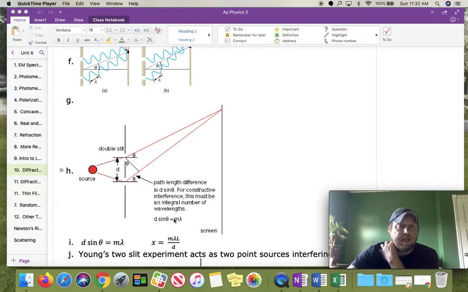Now, once again, this m is your order of maximums. So for the first bright past the 0th fringe, m is 1. If we want the second bright, that one's going to occur up here. So now this difference right here is 2 wavelengths for this side of the triangle. So we would simply say 2 times lambda for the opposite side of that triangle. So sine of theta equals the fringe number times the wavelength divided by the distance between the slits. Okay? All right.